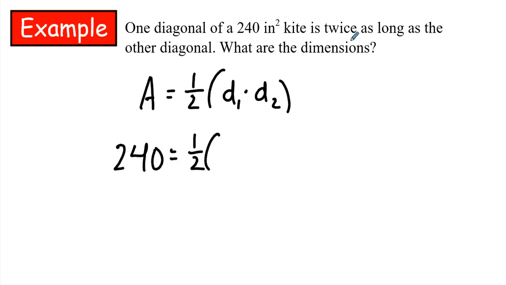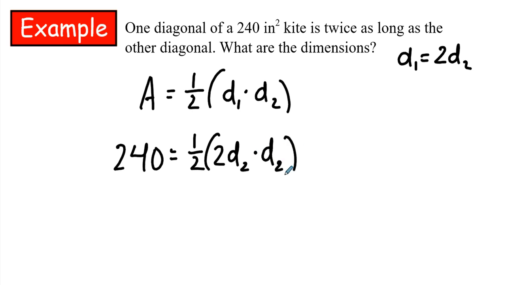And then it says that one of the diagonals is twice as long as the other. So let's say that diagonal 1 is that really long one. If it's twice as long as D2, then diagonal 1 is actually equal to 2 D2s. So this would be 2 D2s times D2. Then I just multiply. 1/2 times 2, well, that's just 1, so I get D2 squared. And then how do I undo the square? I take a square root of both sides.